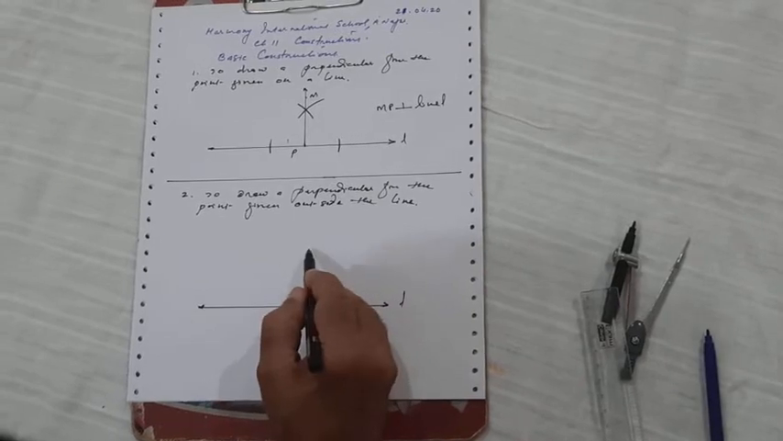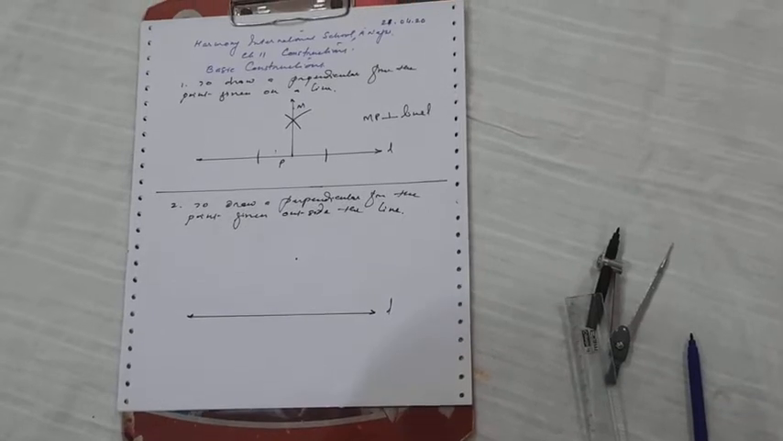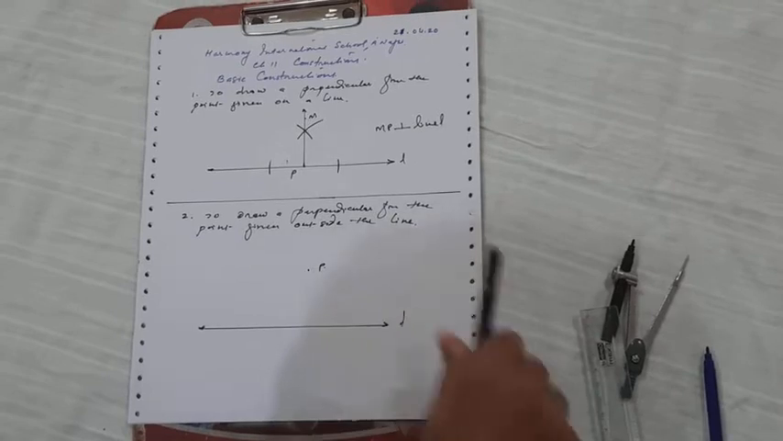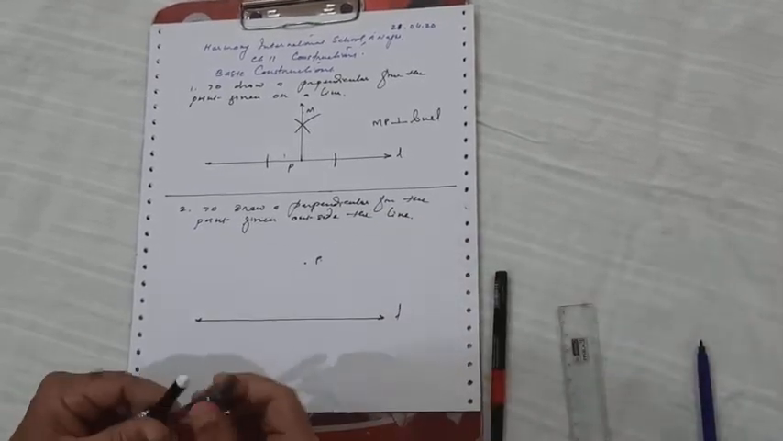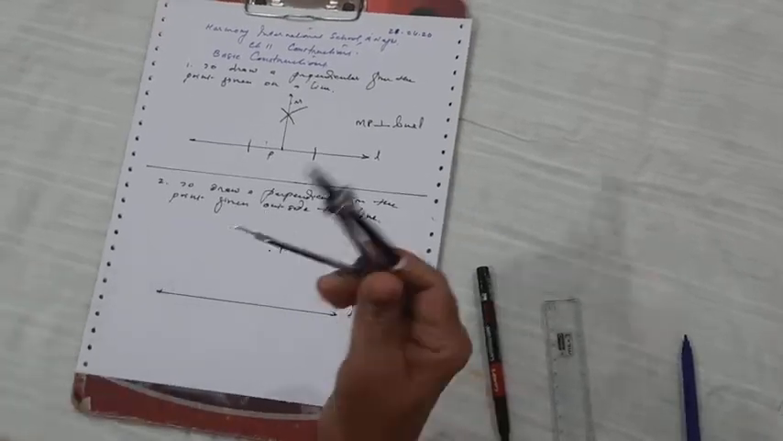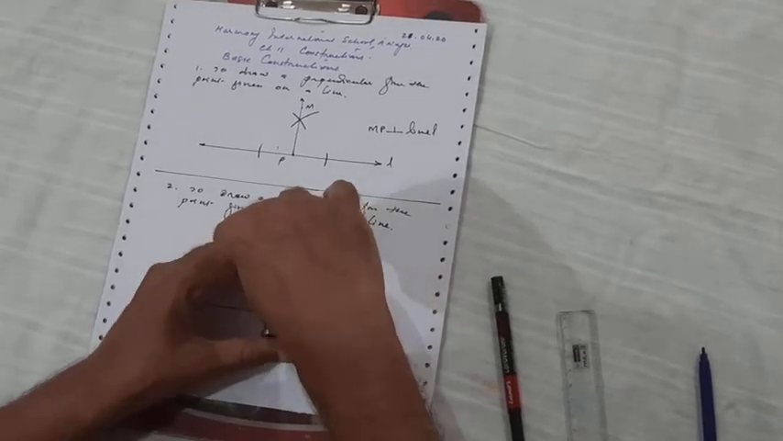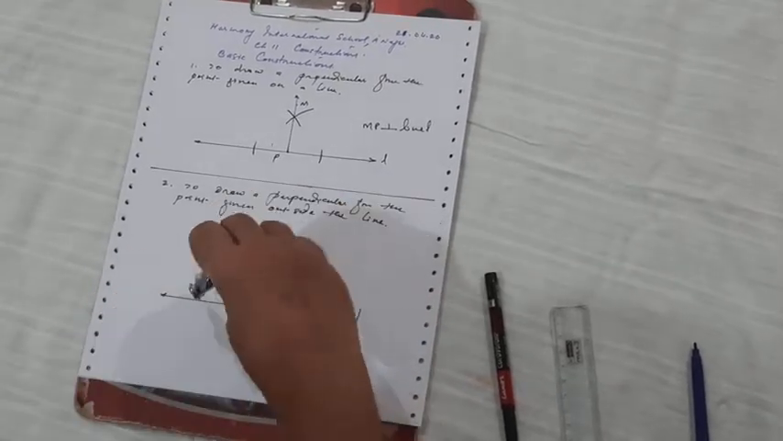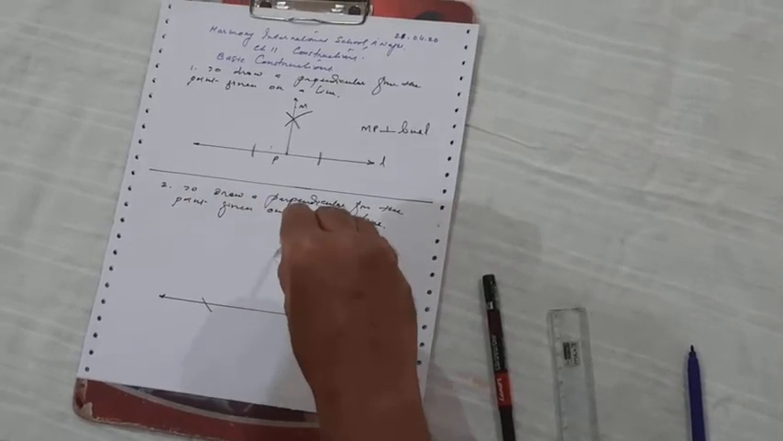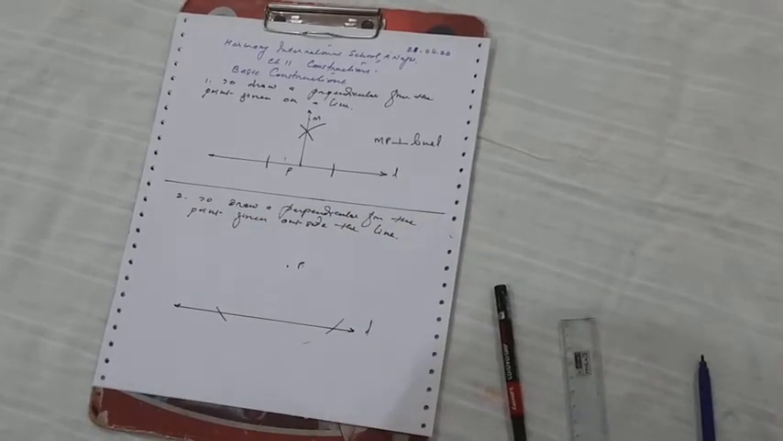Take point P anywhere just above the line. It may be anywhere, it may be down the line, it may be above the line. Let us take the point P. Now keep the compass at point P. Remember that we have to keep the compass at point P. Take suitable distance and draw 2 arcs, cutting this line L. See here. Take suitable distance and get the 2 points, right?